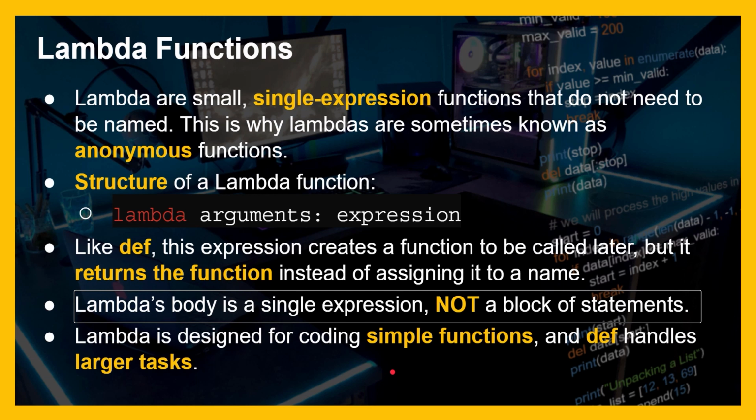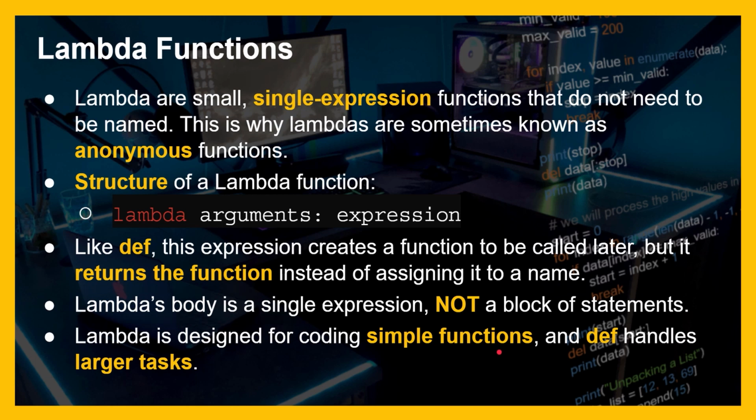Anyways, Lambda is designed for coding simple functions and the def handles larger tasks. Because it is limited to an expression, a Lambda is less general than the def, so you can only squeeze so much logic into a Lambda body without using statements such as if and so on. Once you start working with more complex things, then it's better to move on to the normal def function that we know. So enough talk, now let's go ahead and move on and start creating and testing out our ideas.